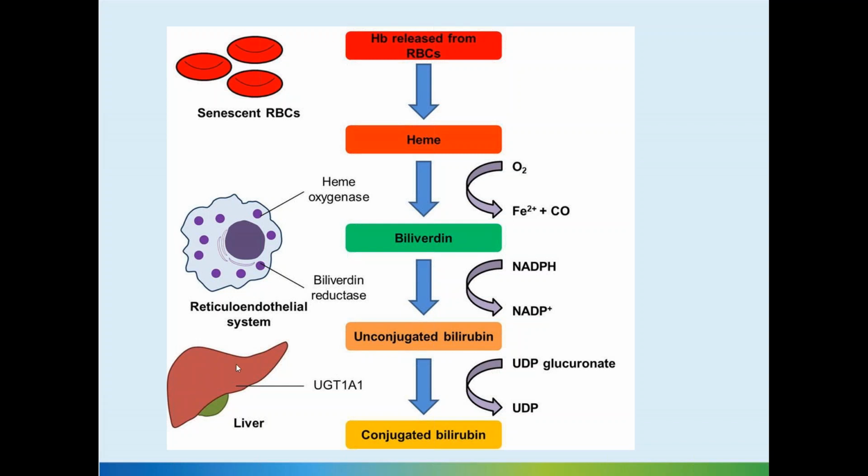The baby's liver is immature. This is even more so in premature babies. So the conjugation process is slower than normal. So more unconjugated bilirubin circulates. Combined with the increased production, this also leads to an increase in jaundice.